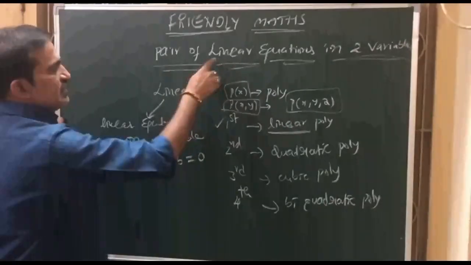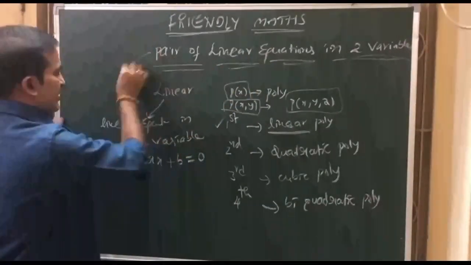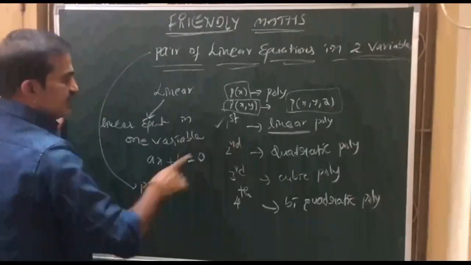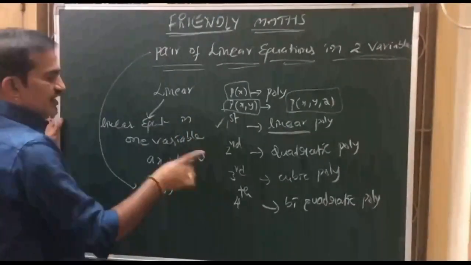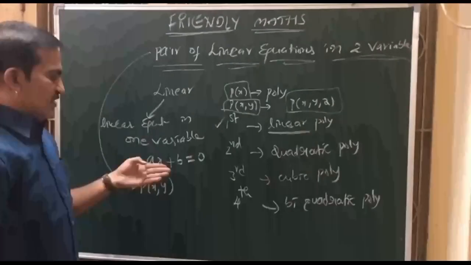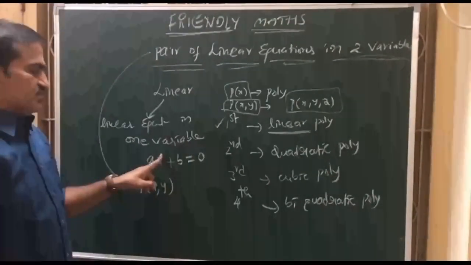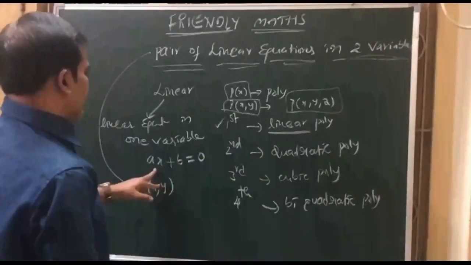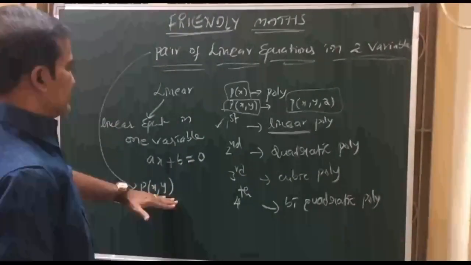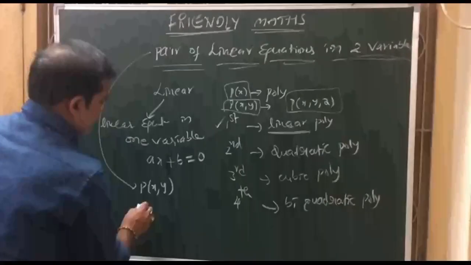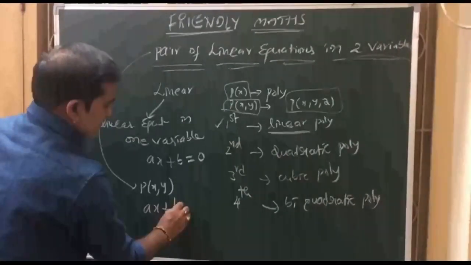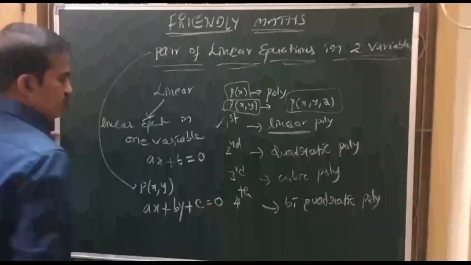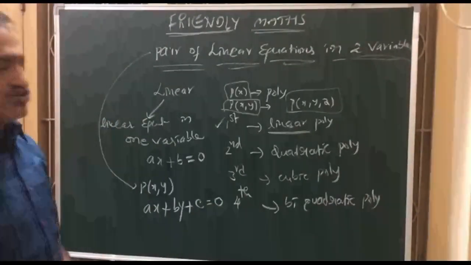Now our chapter is linear equation in two variables, like you take P of x, y. It is a linear equation in two variables. It contains first degree. Degree means the highest power of the variable. X power is 1, and a constant is degree 0. The general form is ax plus by plus c is equal to 0.